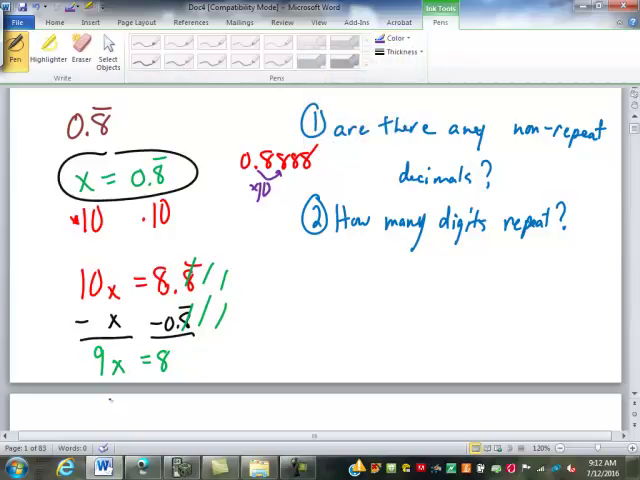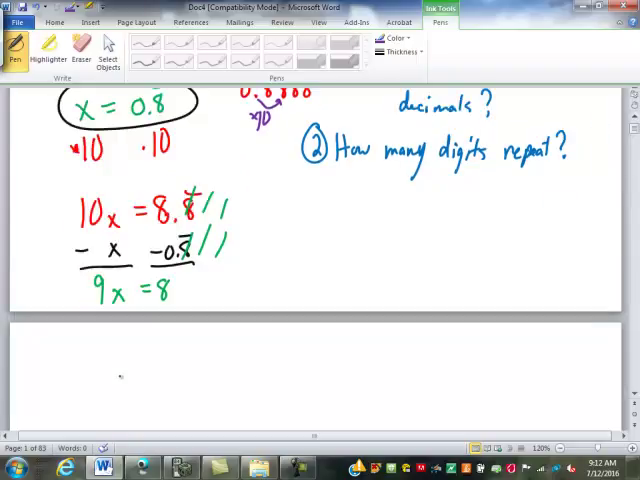So now to solve for x, what do I have to do here? Divide by 9. So the 9 is gone. x is equal to 8/9. x is also equal to 0.8 repeating. So 8/9 is equal to 0.8 repeating.